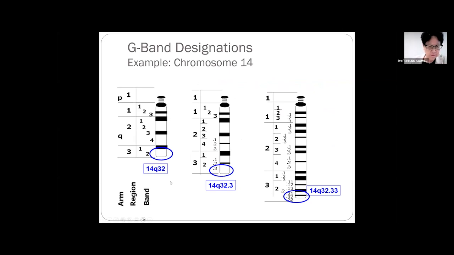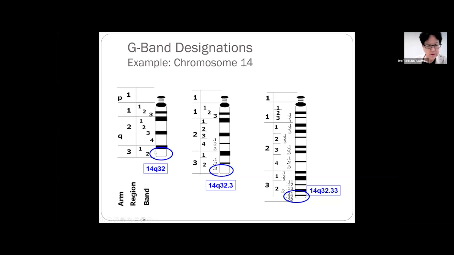For example, in the 400 band level, you have a lot fewer bands. Okay. So in here, for example, this is chromosome 14. Here's the P arm and here's the Q arm. You have the big 3 bands, 1, 2, 3. And then when you have more bands, they subdivide it into 1, 2, 3. And here's the 1, 2, 3, 4. And the 3, we have 1 and 2.